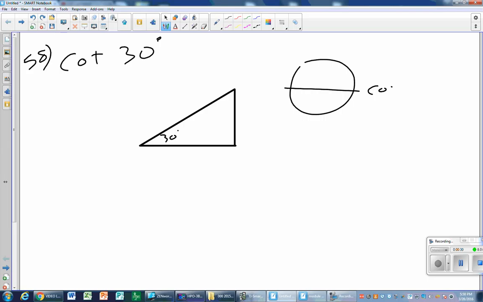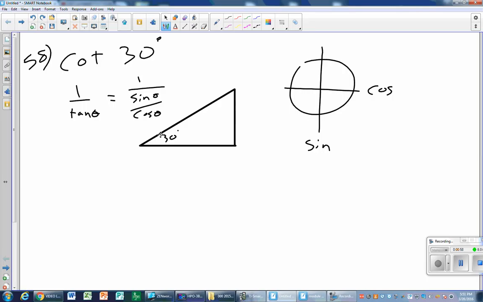cosine and sine. So somehow we have to have cotangent in a sine and cosine format. So let me see, cotangent. Cotangent is 1 over tangent. And 1 over tangent is 1 over sine theta over cosine theta.